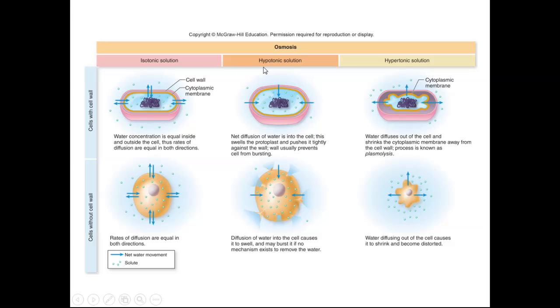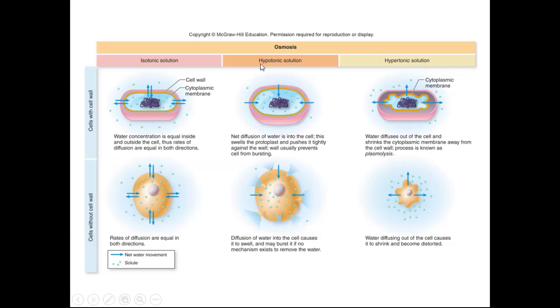In a hypotonic solution, there's a much higher concentration of water outside of the cell and a higher concentration of salt inside of the cell. And in those situations, those hypotonic solutions, there's a net movement of water into the cell. And as that water moves into the cell, it is going to swell and increase in mass.